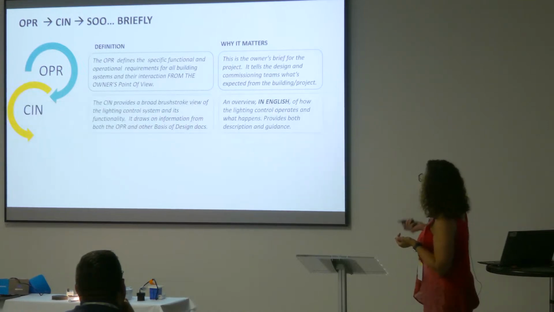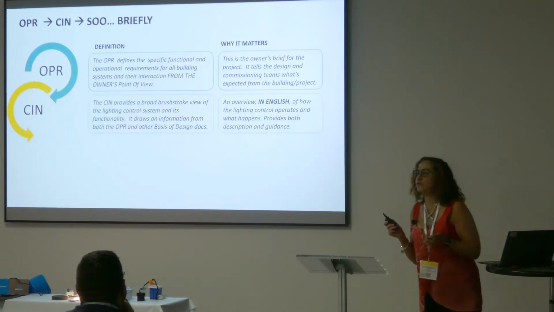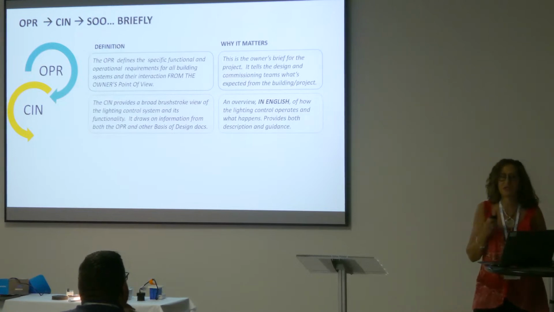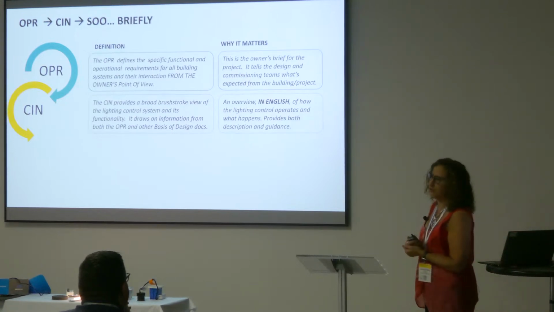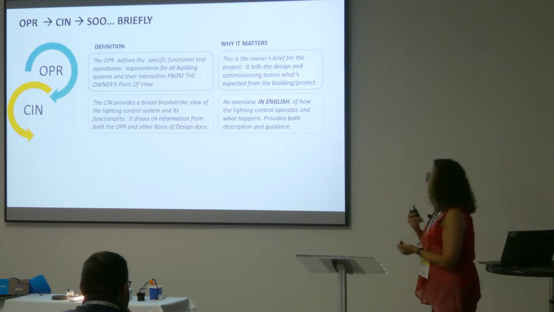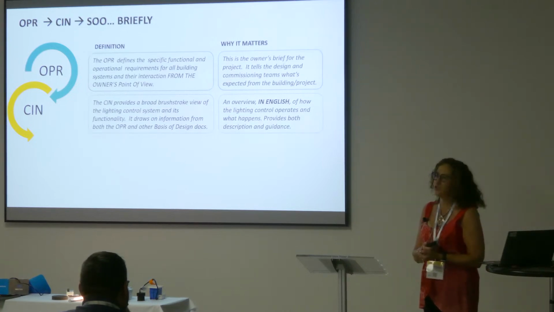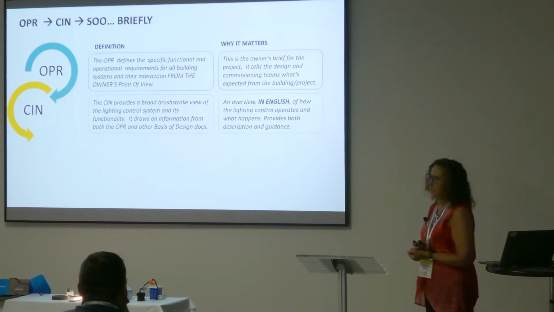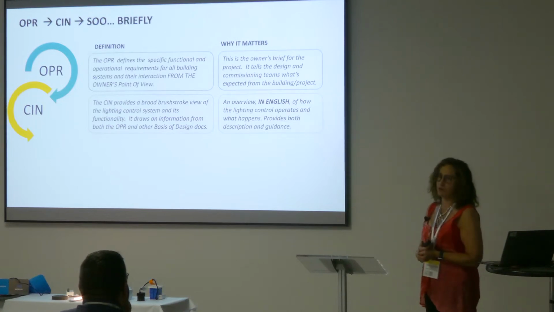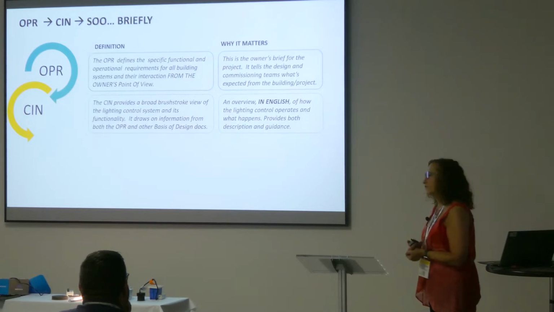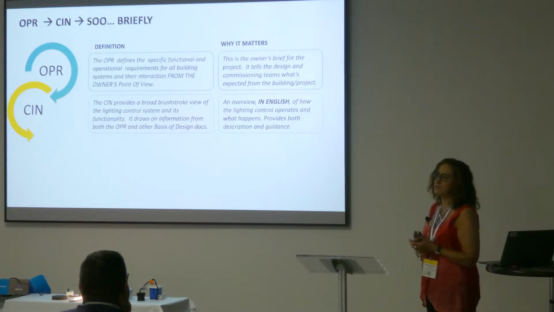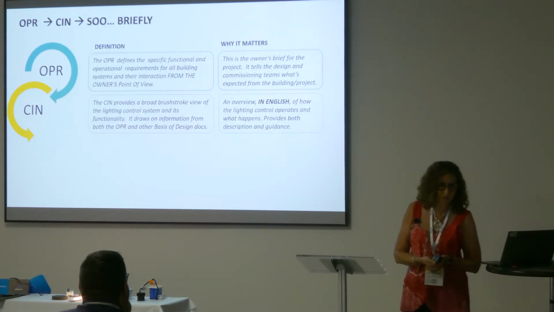All right, control intent narrative is an overview in English. Please, if you take nothing away from this, please learn that a control intent narrative is something that you write in English. It's not written in engineer. It's not written in lighting specifier. Don't talk about illuminance. Talk about brightness. Don't talk about 40-foot candles. Talk about lighting sufficient for written tasks, right?